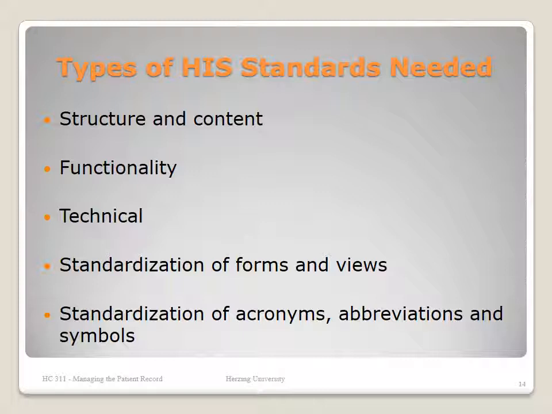Standardization of health information systems is going to take many, many years to reach. There are many aspects of health information and documentation that need to be addressed to get there. This slide lists just a few of them: structure and content, functionality, technical, standardization of forms and views, standardization of acronyms, abbreviations, and symbols.